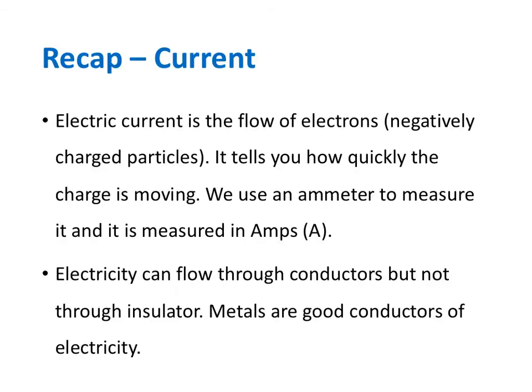Okay, so we're going to start with current, and the important thing to say about current is that it's the flow of charge. The actual charge that's flowing are electrons, and they are negatively charged. So they're what's moving along the metal wires, which we'll come to in a second.